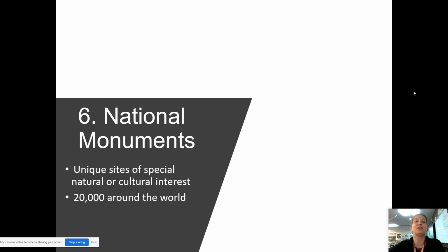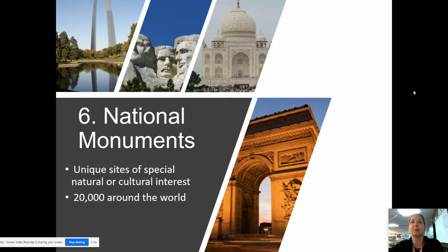And then you have your national monuments, your unique sites of special natural or cultural interest. There's 20,000 around the world, which I think are really cool. Here are some examples.